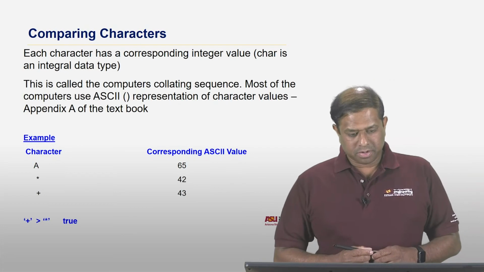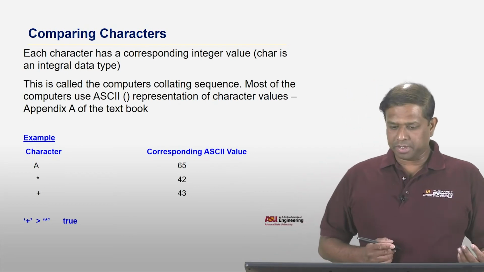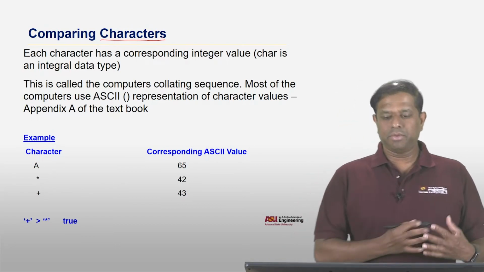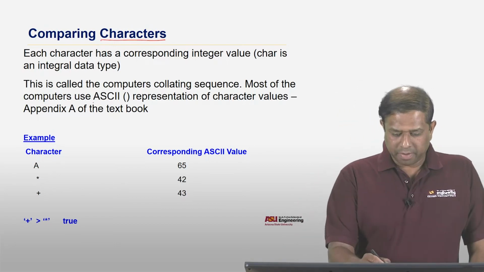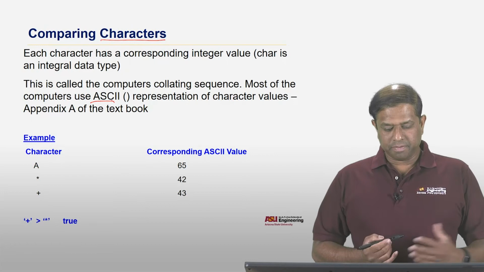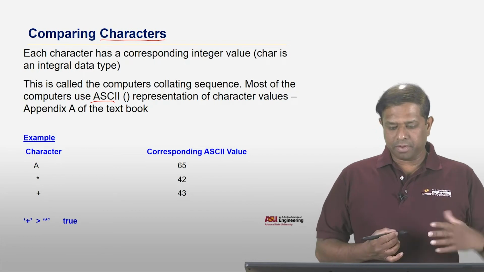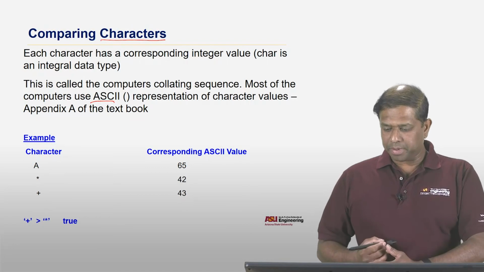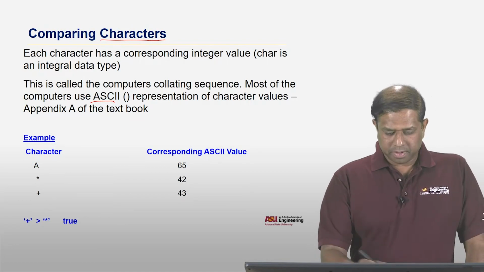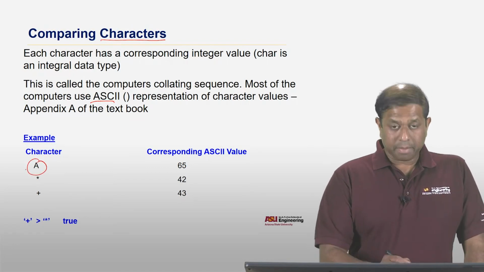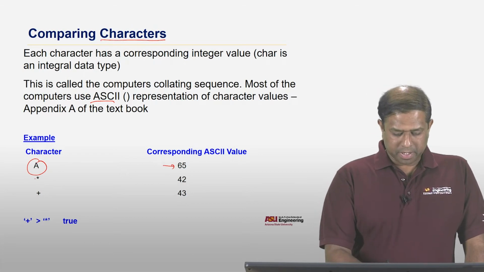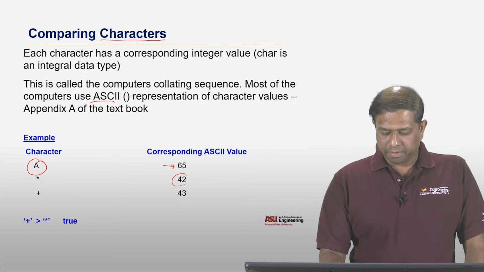Now let's talk about how we can compare characters. When you're comparing characters, we need to base off their ASCII value to make the comparison. We know that we have integer representations of these characters in the computer memory. So for example, character uppercase A has the ASCII value 65, and the plus sign has ASCII value 42.